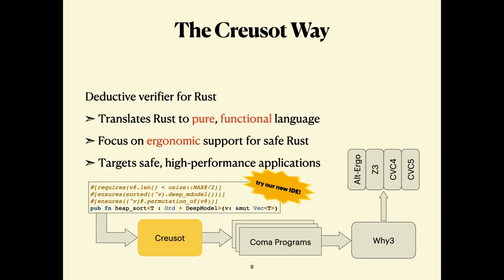So at a high level in Creusot, you take your Rust program, you write pre and post conditions. So you can see those in the little brown brackets above my heap sort function. And those pre and post conditions are written in a specification language. We call ours in Creusot Pearlite. It's effectively like a functional subset of Rust with some additional fancy operators like quantifiers and things like that.